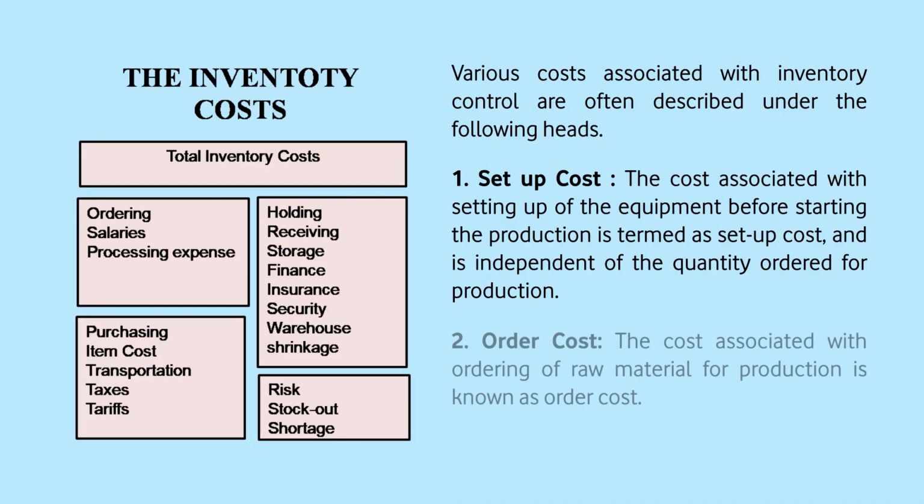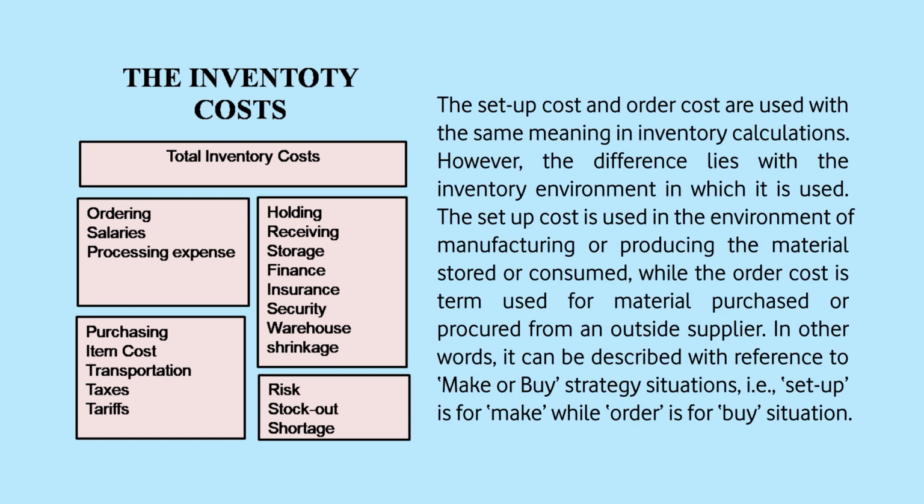So setting up a machine before starting production is termed the setup cost, and it is independent of the quantity ordered for production. It is the same for one item or for 100 items. Next, the order cost. This is the cost of ordering raw material required for the production line. Please note that setup cost and order cost are used with the same meaning in inventory calculations.